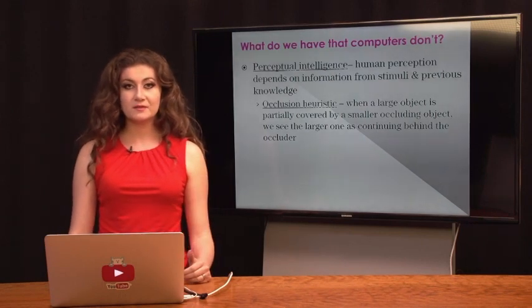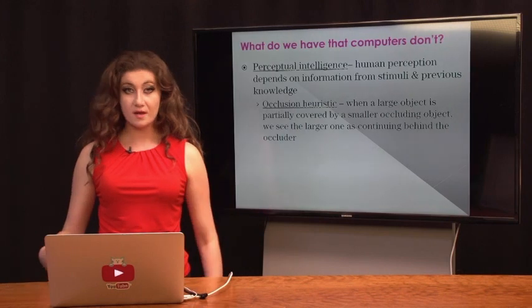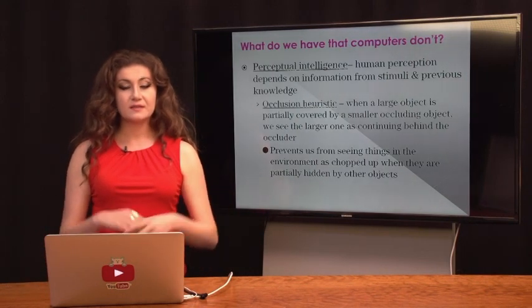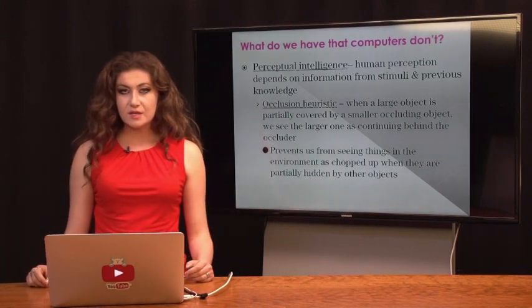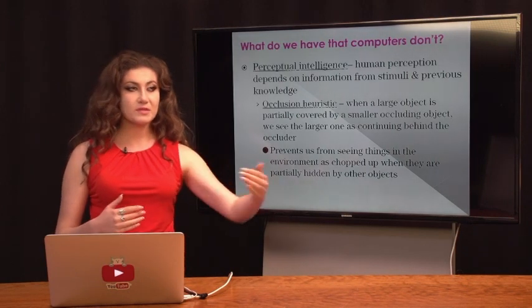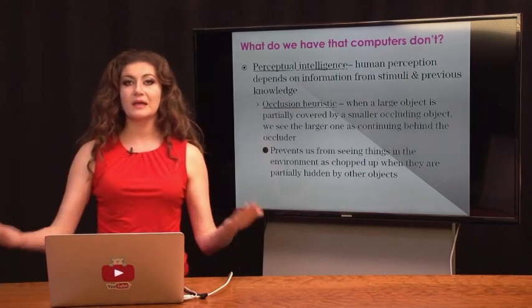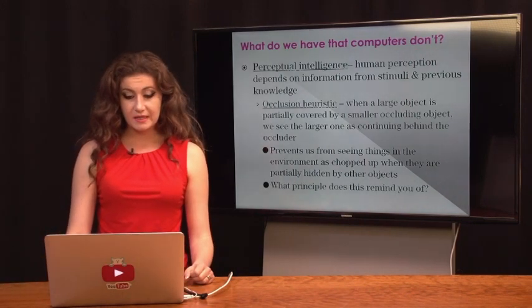But a computer may not understand that, right? A computer might see this as one object and the desk as another and not understand that there's anything behind it. And this prevents us from seeing things in the environment as chopped up when they're partially hidden by other objects. So just because something is blocking another thing, we have depth perception. We understand that there are certain things continuing behind things that are blocking. Computers do not have this ability.